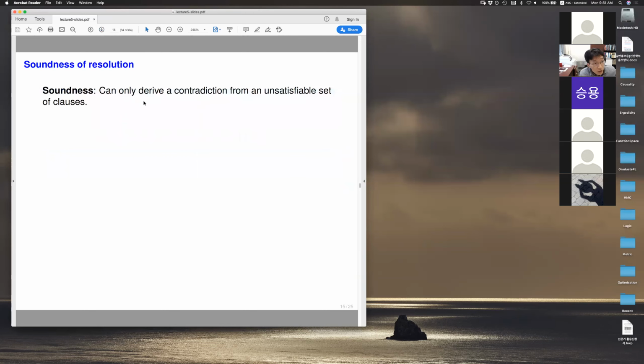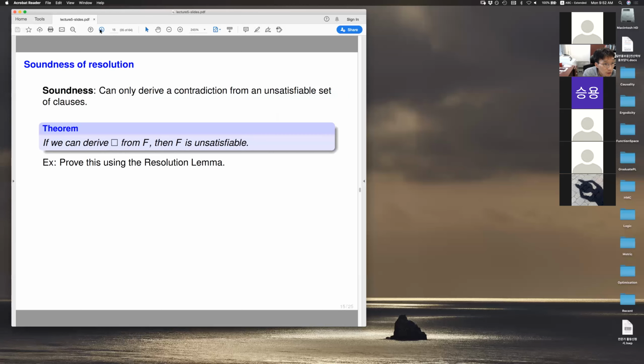Now, by using this resolution lemma, whenever we apply the resolution proof rule and construct a resolvent from existing clauses, we are not changing anything. You're just adding this resolvent to the existing formula, giving an equivalent formula. That's what we proved. And then the soundness follows from this resolution lemma. Soundness says that if we can derive a box from F using the resolution proof system, in other words, if there's a refutation of F in the resolution proof system, then F has to be unsatisfiable. And that can be proved by the resolution lemma.